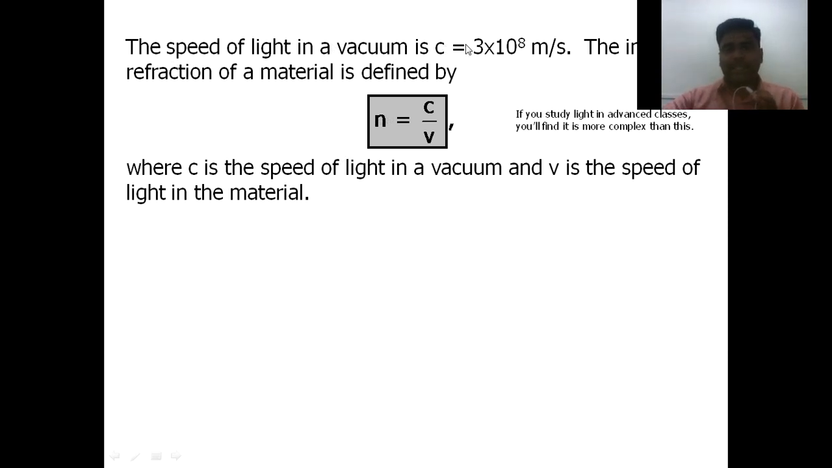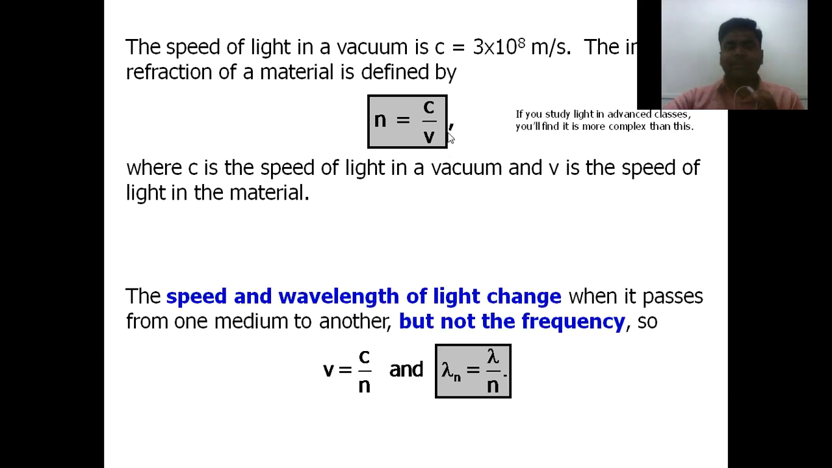So that c is nothing but 3 × 10^8 meters per second. Here the formula to find the index of refraction of a material is n = c / v. Here c is a constant value, the maximum speed at which light travels, 3 × 10^8. And v is the speed of light in the material.